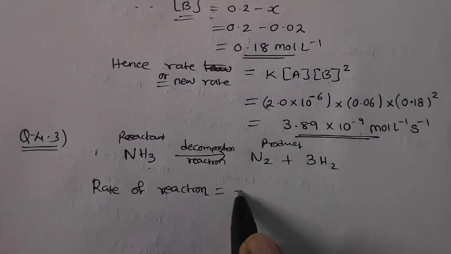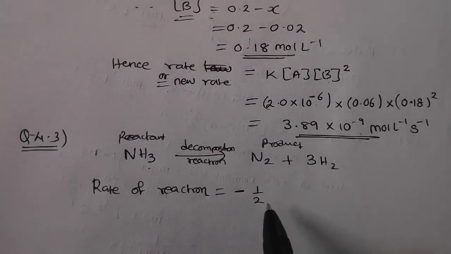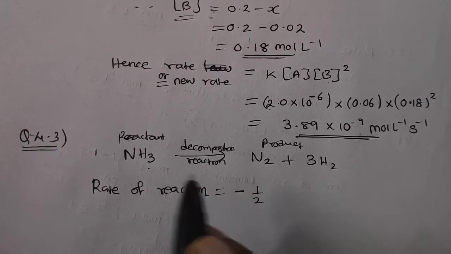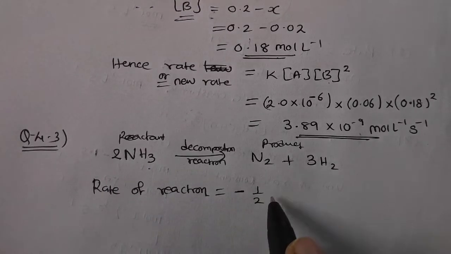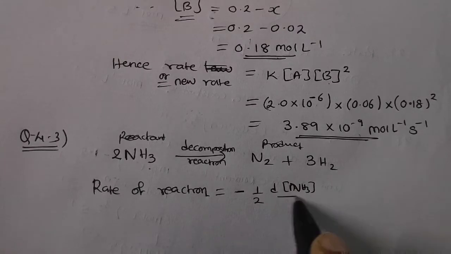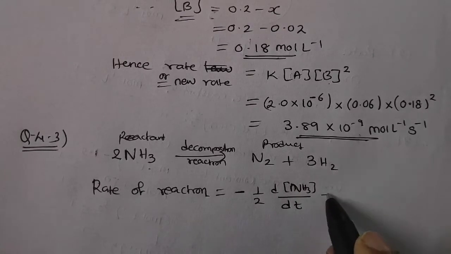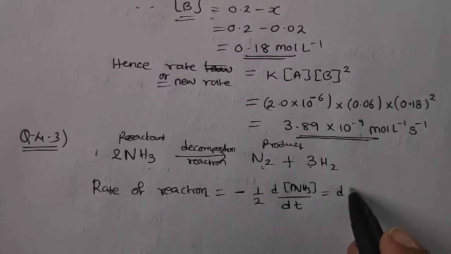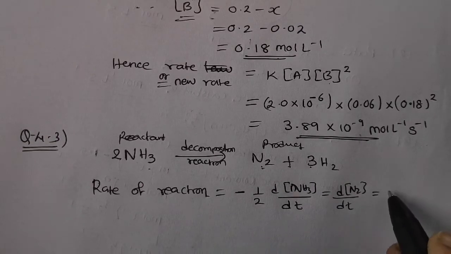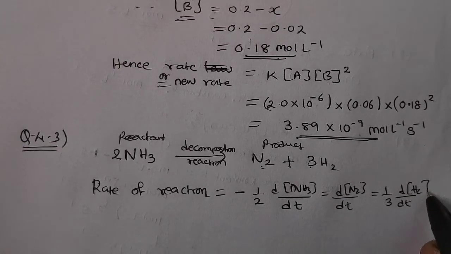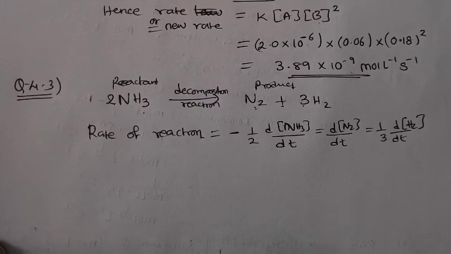For the reactant part, I will write a negative sign for the differential rate expression. So minus 1/2, since it is 2NH3, minus 1/2 d[NH3]/dt, which is equal to the product, which is positive, d[N2]/dt, and is equal to 1/3 d[H2]/dt. Understood this part? So this is the rate.